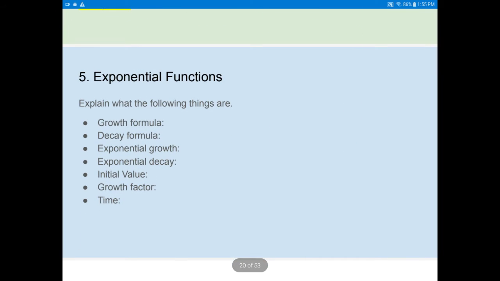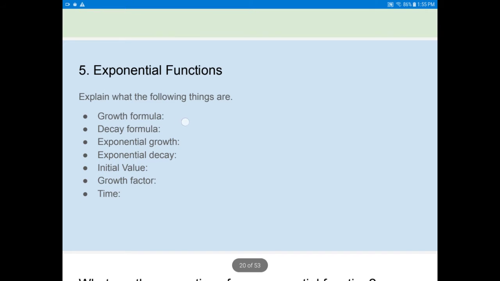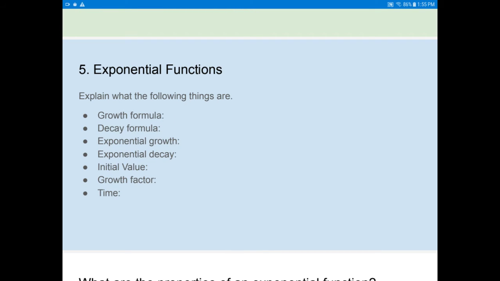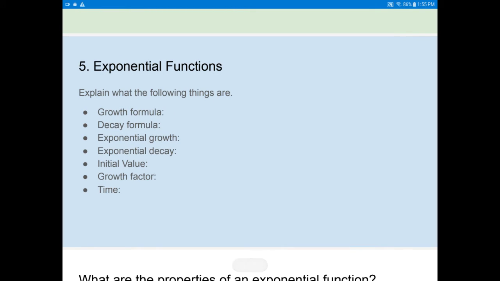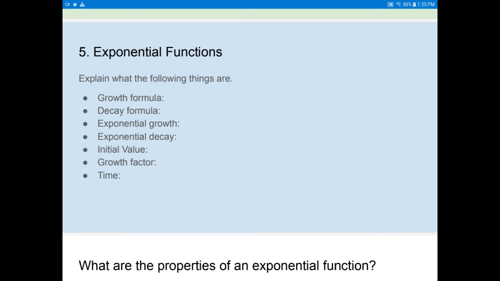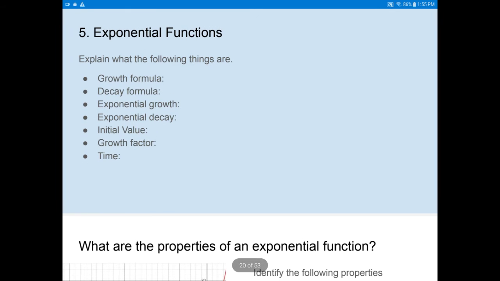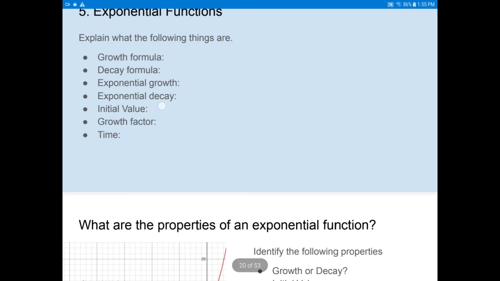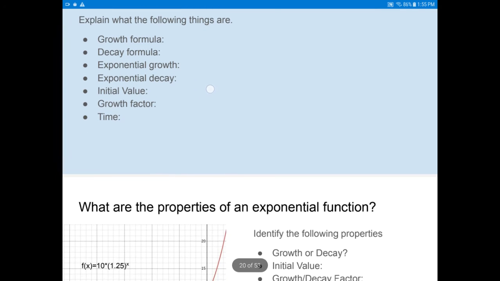Exponential functions. Growth formula. Okay, let me do this. It's f of x equals 1 plus the rate as a percentage to the power of time. Decay formula is f of x equals the initial amount times parentheses 1 minus the decay rate as a decimal, close parentheses, to the power of time. Growth is increasing, decay is decreasing.